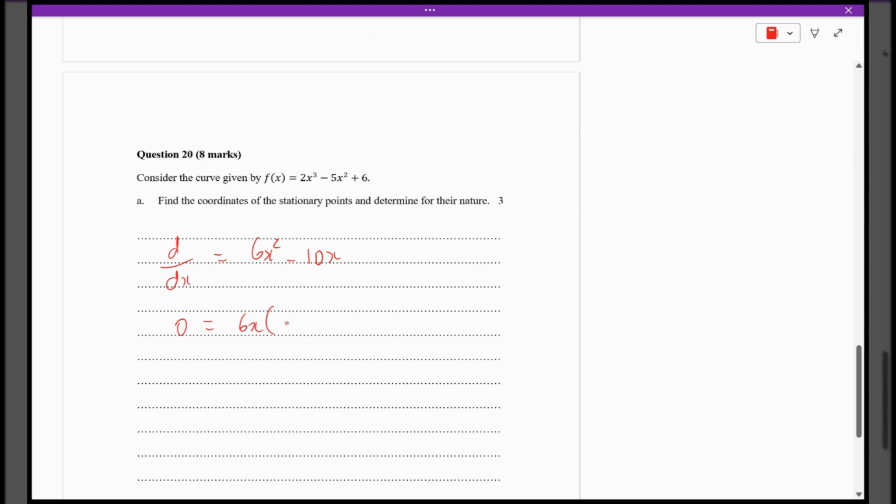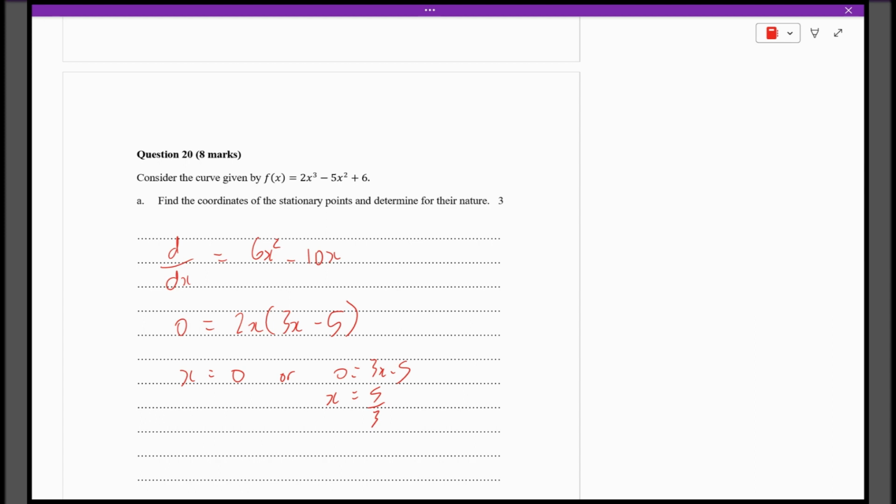And then we could say, oh no, I can't take out 6x. Slow down. So I'm going to take out 2x. And we're left with 3x minus 5. So therefore we can say x is equal to 0, or 0 is equal to 3x minus 5. So x is equal to 5 over 3. So there we have our two stationary points.